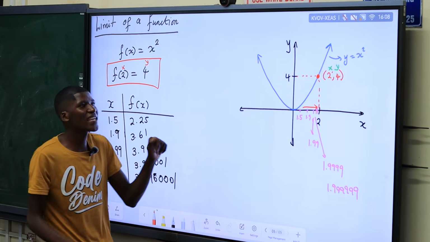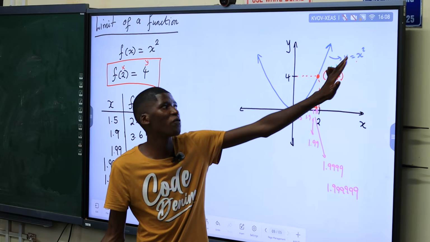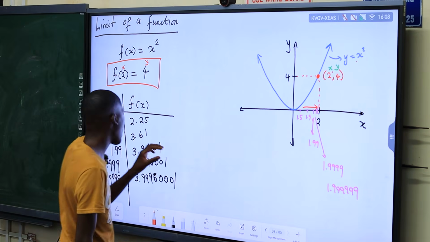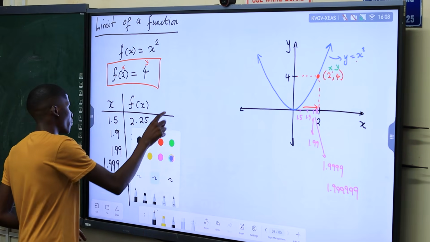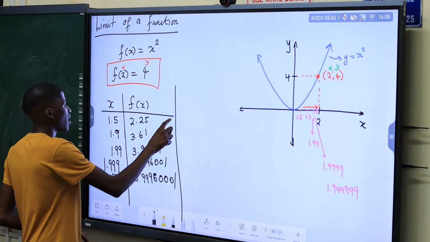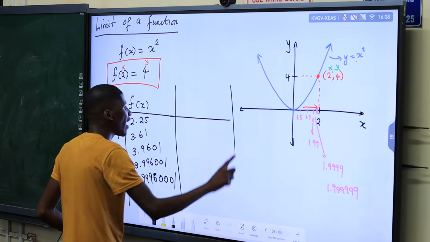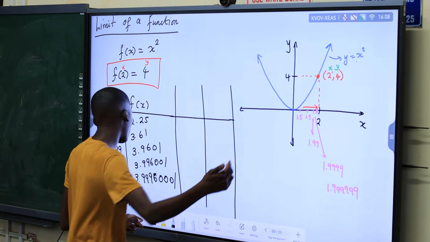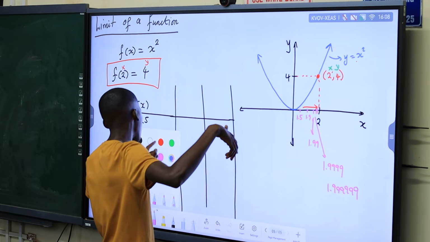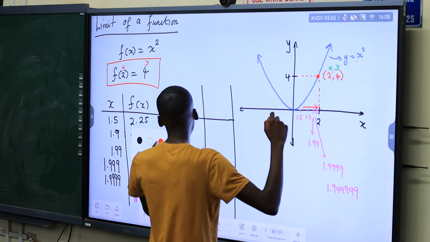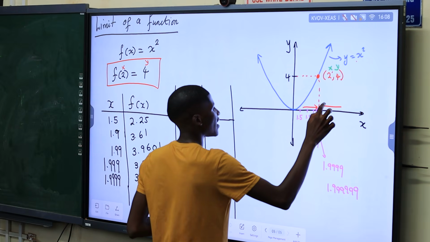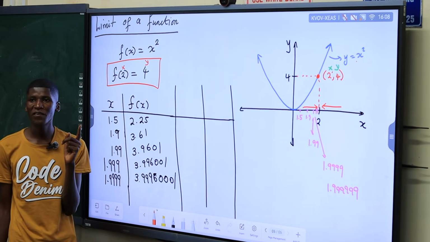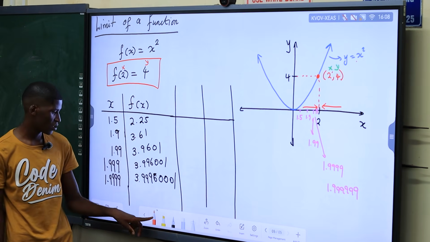Because we can only get 4 if we put in an x value of 2 squared. Exactly. So we are approaching this value. So let's say now I change my approach. I want to go from the right. So I'm coming from the right now, and I'm approaching 2. I'm still approaching 2, but I'm coming from the what? From the right.